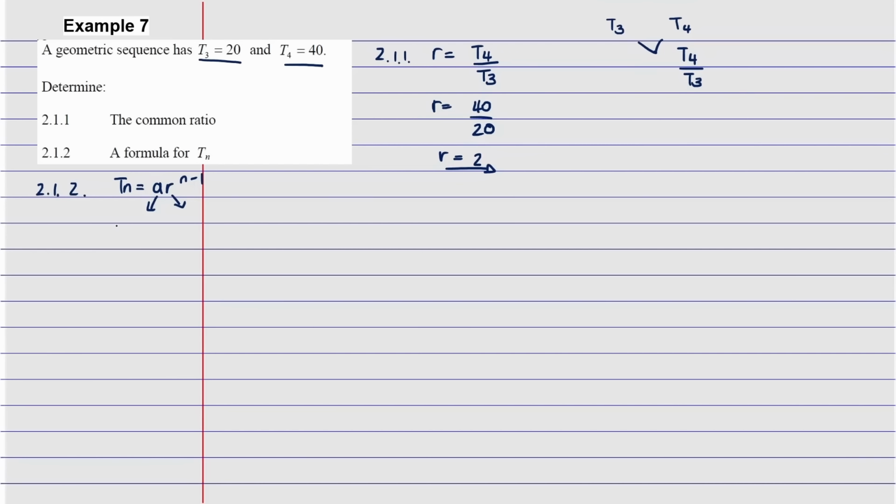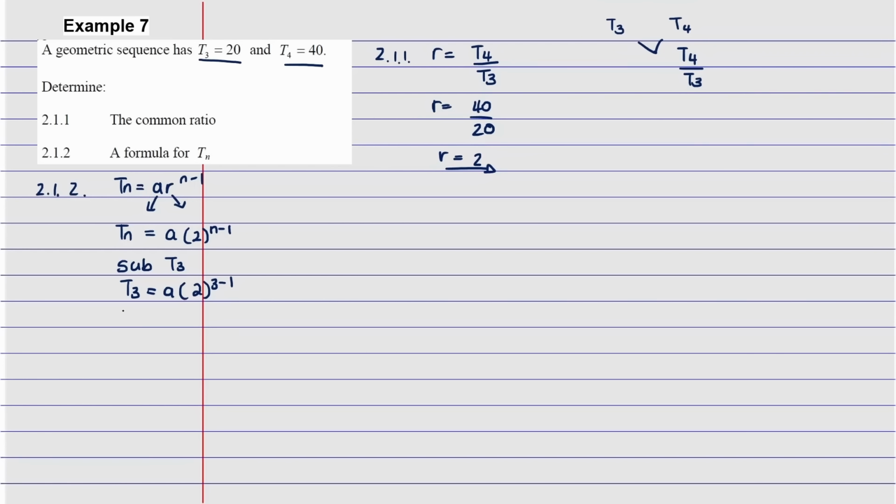So now we know the fact that, let's first substitute R. So we know the fact that Tn here is equal to A, then R is 2 to the power n minus 1, right? You can substitute either T3 or T4. It really doesn't matter to solve for your A. So let's substitute T3 in our case, right? So T3 is equal to A, then here it's going to be 2 to the power 3 minus 1, right?